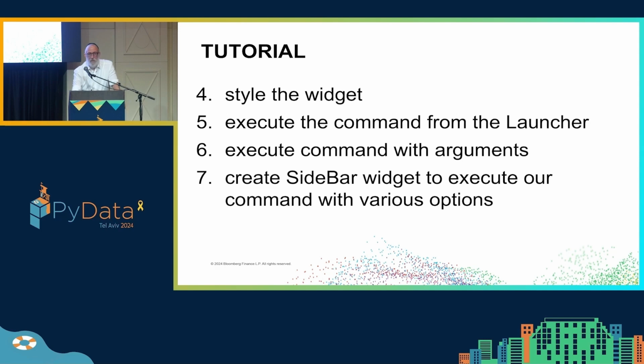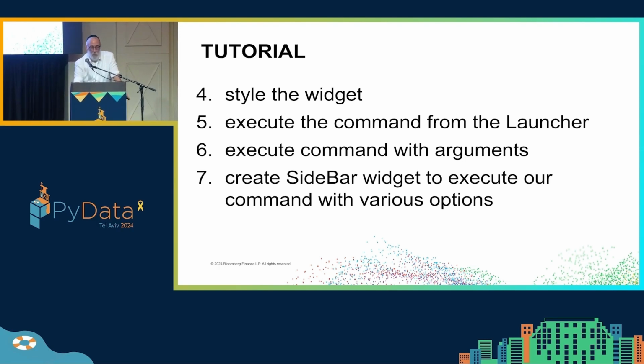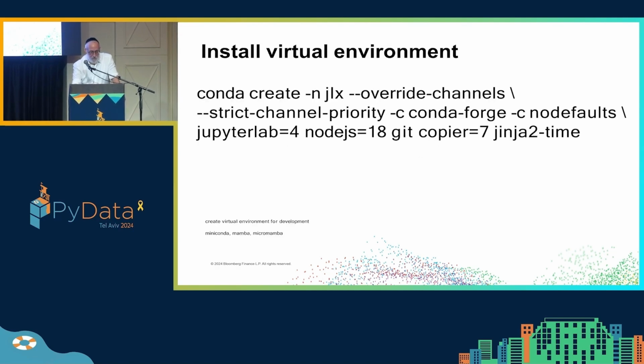And then we'll see how you can execute a command with arguments so you can make it behave differently. Maybe you want it to behave differently depending where it was executed from, or maybe you want users to have preferences as to how they want your extension to behave. And finally, we'll create our own sidebar widget where we can execute our command with various options.